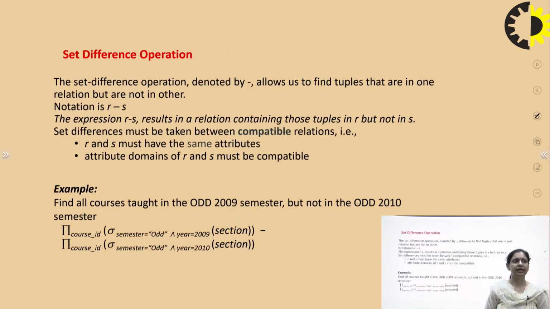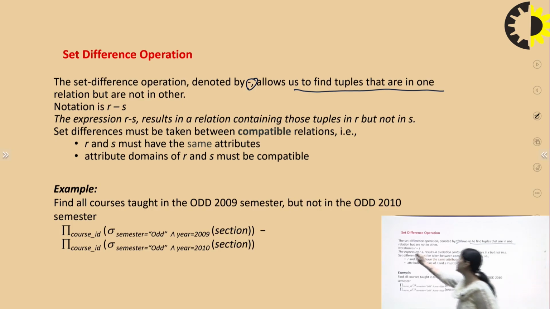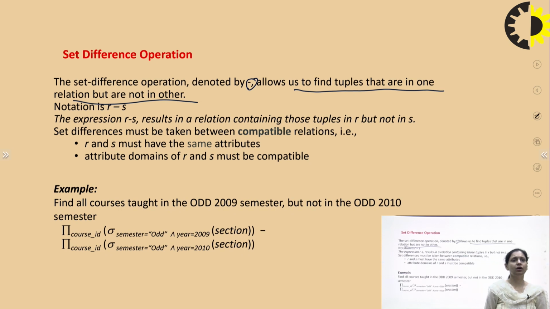The next operation that we have is the set difference operation. The set difference operation talks about where we want to find out the records or the tuples from one relation that is not in the other relation. So, it is denoted by minus because it is a difference operation. It says to find the tuples that are in one relation but are not in the other. So, when we want to find out all those tuples that are in relation 1 but not in other, we use the set difference operation.